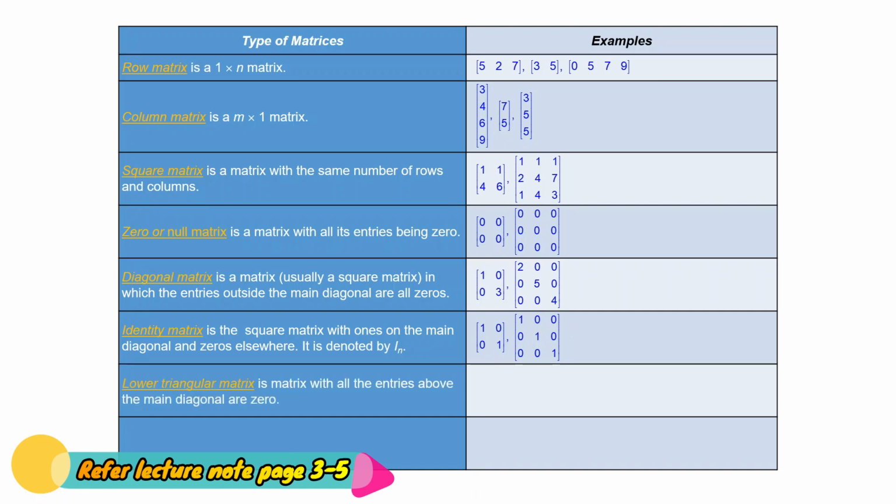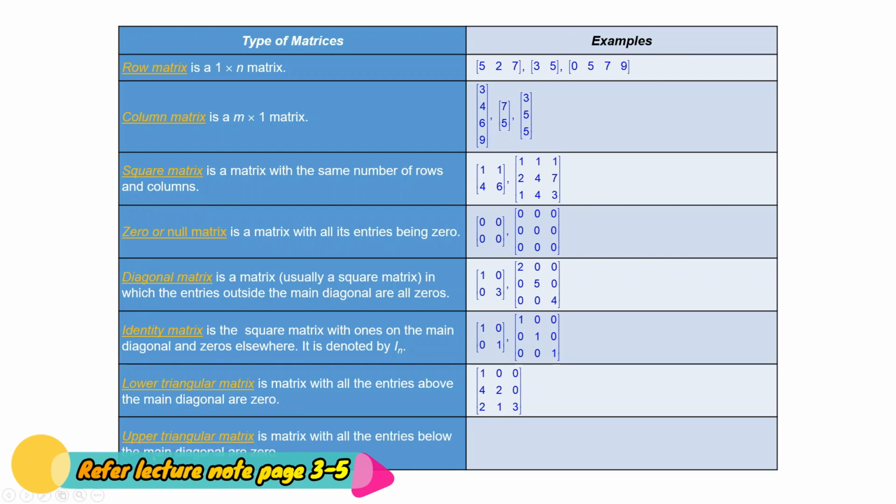A lower triangular matrix is a matrix with all the entries above the main diagonal being 0. For example, if we have this matrix, if you observe, this is the main diagonal, and the entries above the main diagonal are 0. So this is known as a lower triangular matrix.